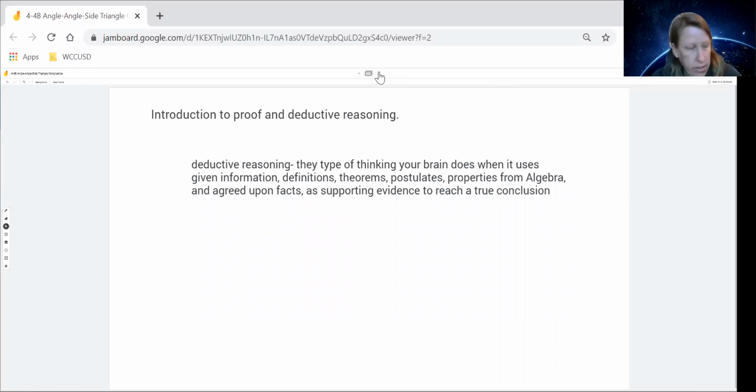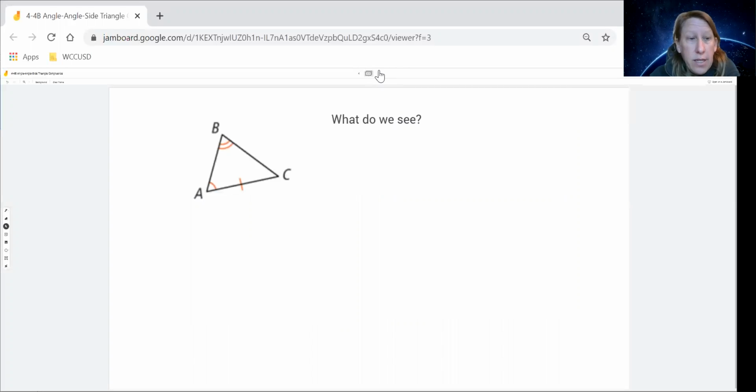Just reminding us what we're doing, we're pushing our brains to think in a new way called deductive reasoning. It's a type of thinking that's really precise and really rigorous. You have to come up with a reason for everything that you state, and you have to make sure that those reasons are true. So let's take a look at this.